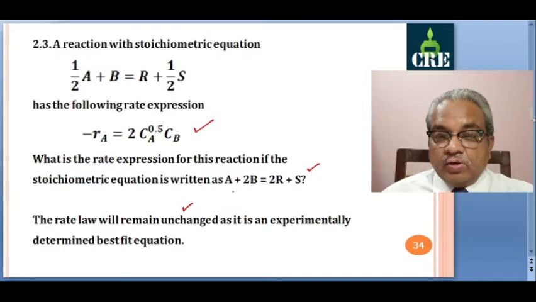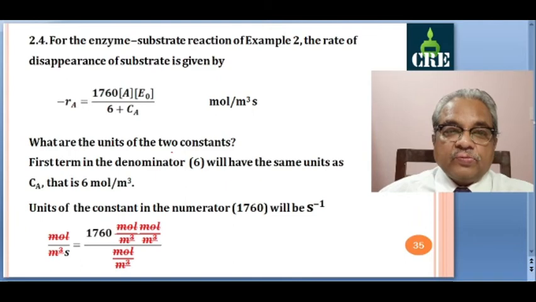If you say this is elementary, then the rate law would become minus Ra is equal to Ca raised to 1, Cb square. No, it cannot be. So you have to understand this and keep it in mind.